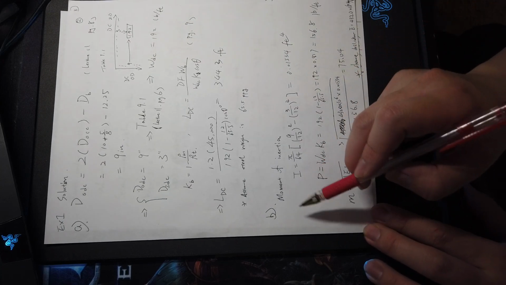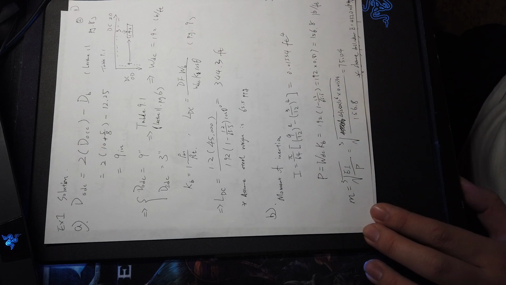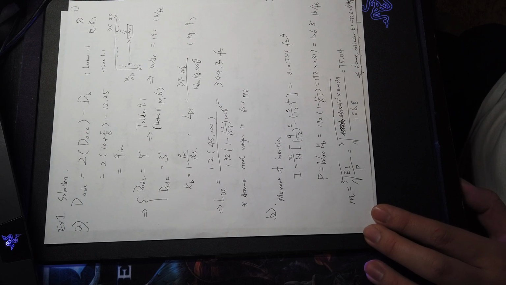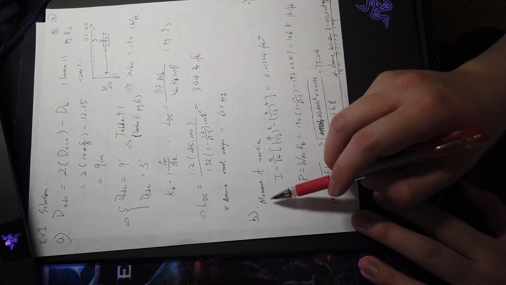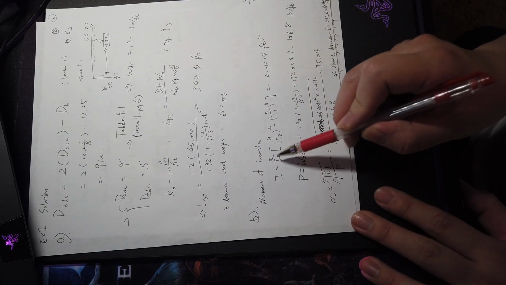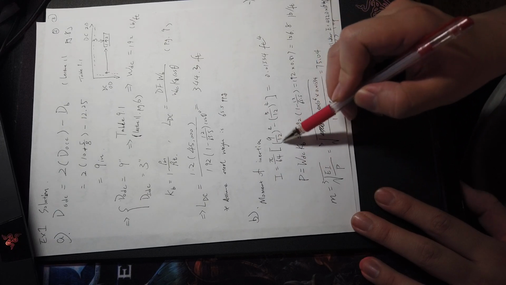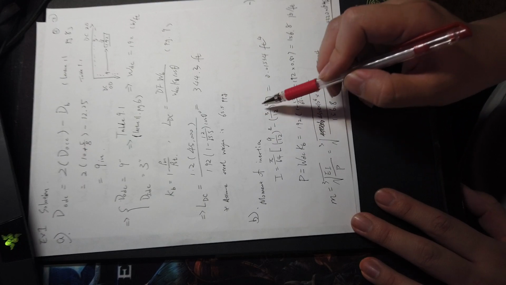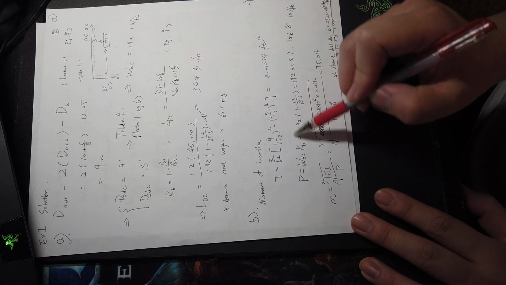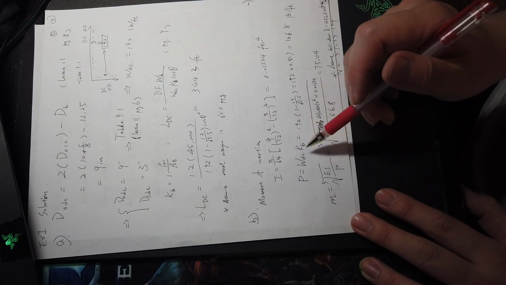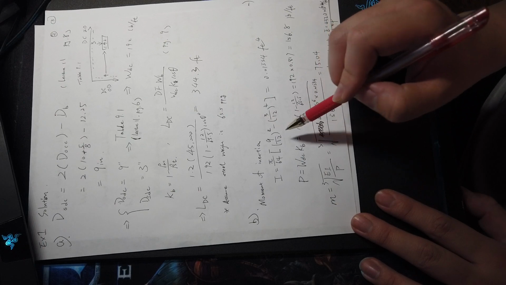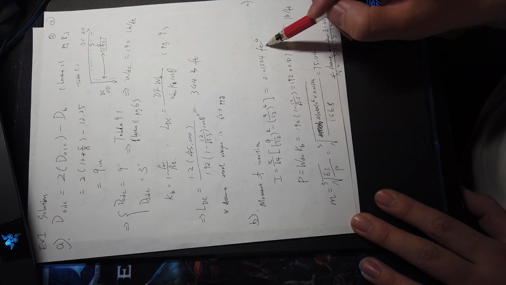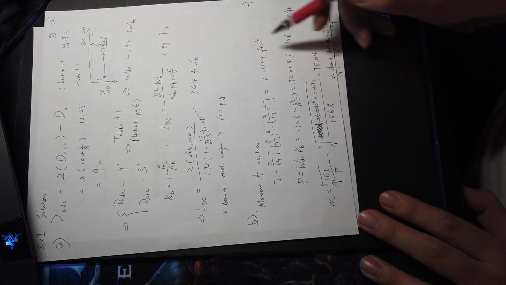The second problem is to calculate if the drill string is buckled when we have weight on bit up to 50,000 pounds. First we need to calculate the moment of inertia, which is pi over 64 times the OD of the drill collar to the power of 4 minus the ID of the drill collar to the power of 4. And this 12 converts inches to feet. So now we get this in feet to the power of 4 in unit.